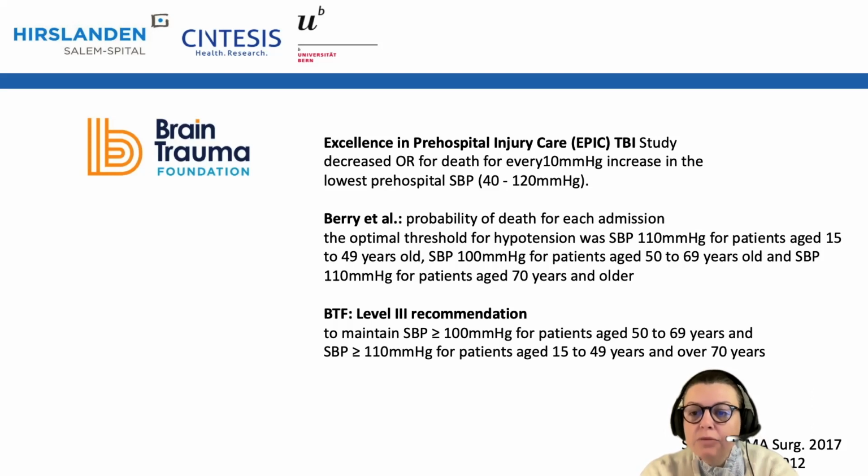And again, 110 for the age group 70 or older. So importantly, the observational designs of these studies allow for determination of associations, not causations. But in light of new evidence, the BTF then subsequently revised the target blood pressure recommendation and now gives a level 3 recommendation to maintain a systolic blood pressure above 100 in patients aged between 50 and 69, and above 110 for those age groups between 15 and 49 and over 70.